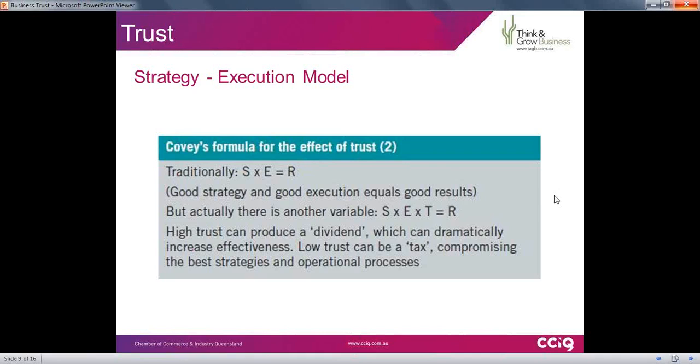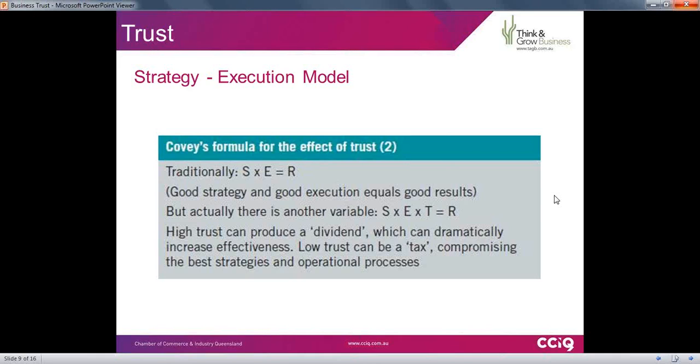But traditionally, what happens with the execution model is that strategy multiplied by execution delivers good results. So good strategy multiplied by good execution equals good results. And there's varying degrees of results based around that strategy and the execution. But when you place trust into that equation, it looks a little bit like good strategy multiplied by good execution multiplied by high trust equals superior results.